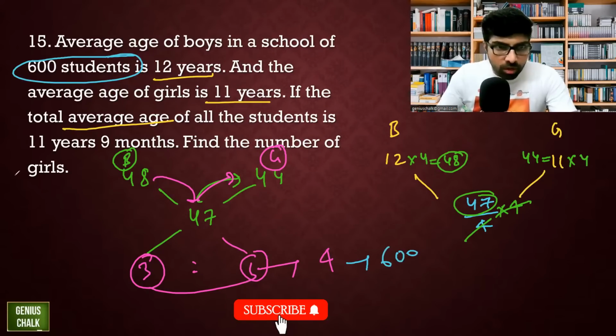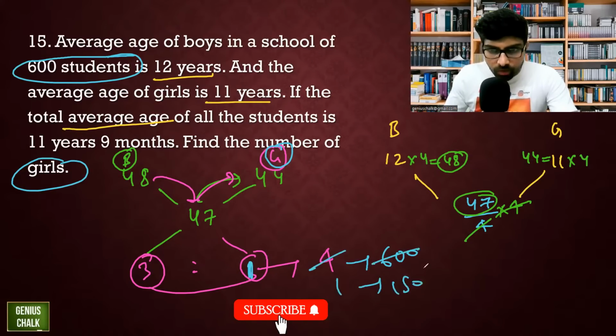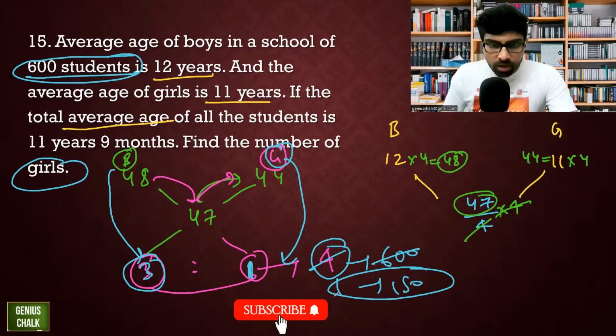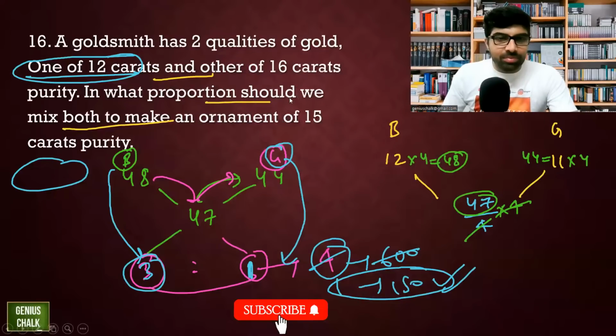What is he asking? Number of girls. Girls is this one, so asking about this 1. So what is 1 value? It is 150, as 15 4s are 60. So the ratio was 3:1, where 3 is the ratio of boys, 1 is the ratio of girls. Total is 4 and total is 600. We can equate 4 is 600, 1 is 150. So the number of girls must be 150, right?